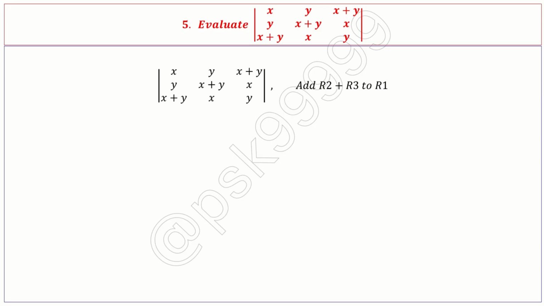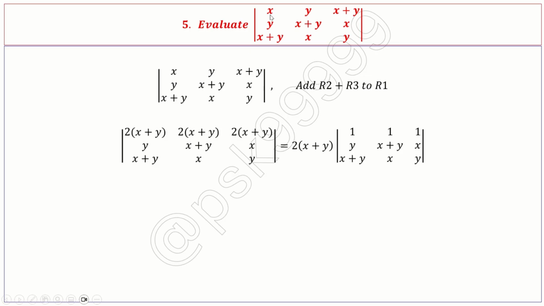So the first thing I am doing is R1 becomes R1 plus R2 plus R3. Basically I am summing up R2 and R3 and adding it to R1. Which means in R1 what I'll get is 2 times x plus y, 2 times x plus y, 2 times x plus y, all three the same. And R2 and R3 will remain the same as is.